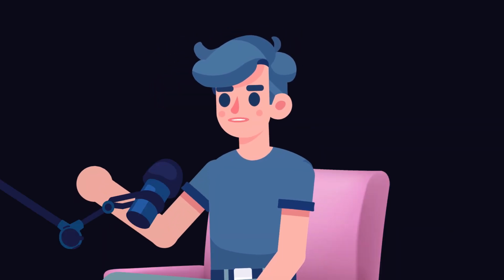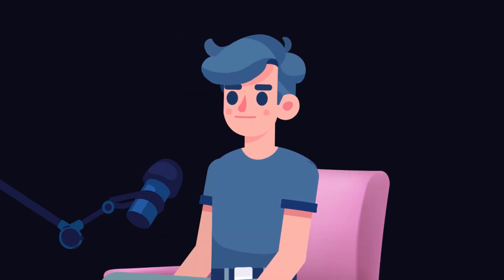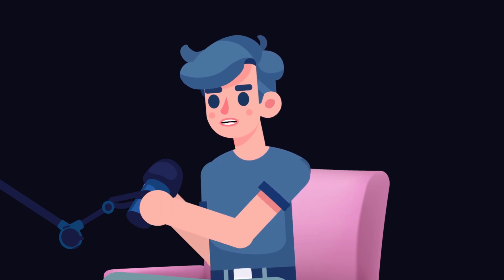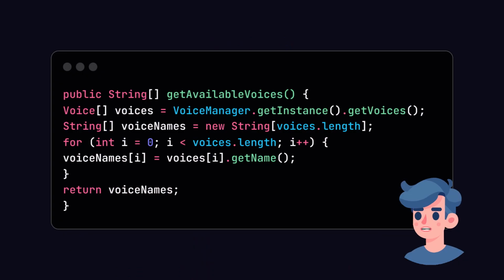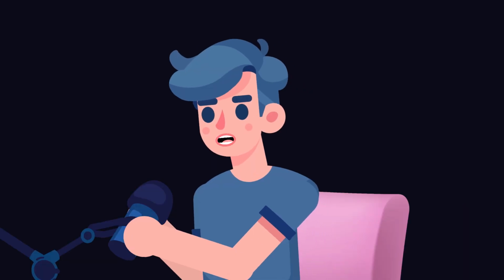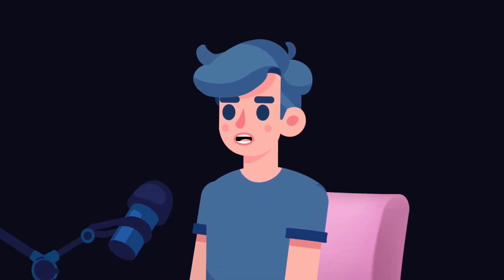Now that we have a basic speech synthesis system, let's enhance it further. Currently, we can only use one voice, and it would be great to provide users with voice selection options. To do this, we first need to modify our speech synthesizer class to return available voices and allow the user to select one. We will create a method to get all available voices from the voice manager. This method retrieves the voices available from the voice manager and stores their names in a string array which we can use in our UI.